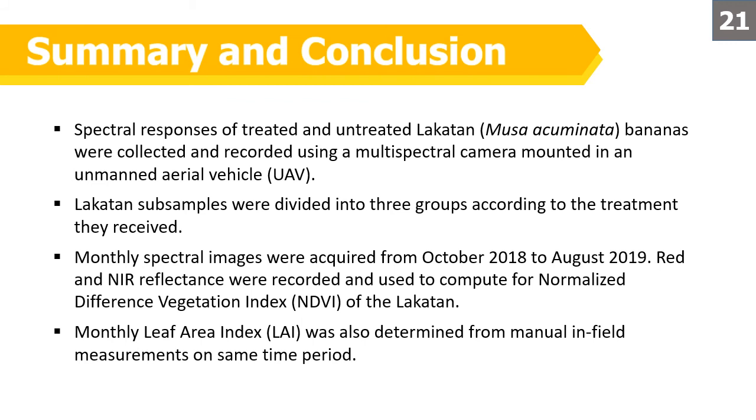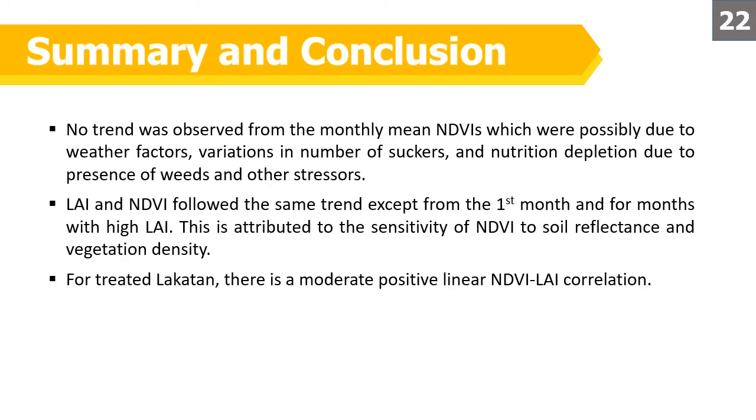As a summary, spectral responses of treated and untreated Lakatan bananas were collected and recorded using a spectral camera mounted on an unmanned aerial vehicle. Lakatan subsamples were divided into 3 groups according to the treatment they received. Monthly spectral images were acquired from October 2018 to August 2019. Red and NIR reflectance were recorded and used to compute the normalized difference vegetation index of the Lakatan. Monthly leaf area index was also determined from manual in-field measurements in the same time period.